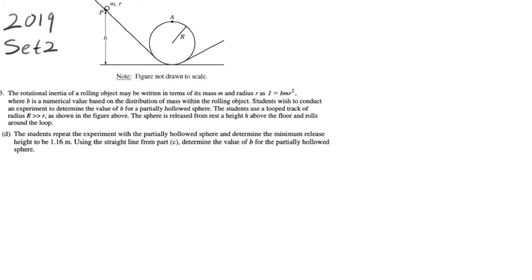Part D. The students repeat the experiment with the partially hollowed sphere and determine the minimum release height to be 1.16 meters using the straight line from part C. Determine the value of B for the partially hollowed sphere. So the question gives us that for this partially hollowed sphere, the value of H equals 1.16 meters. Since we need to use the line from part C, we need to find the line of best fit that we've drawn in part C.